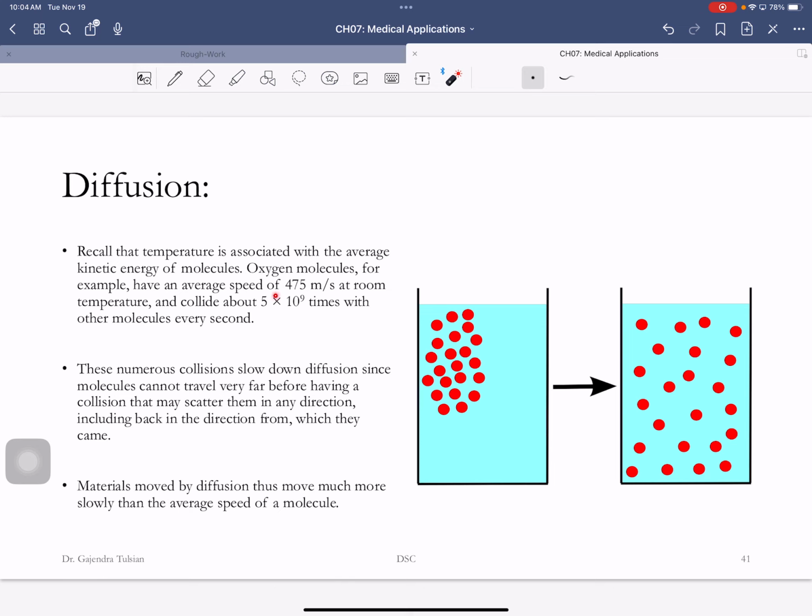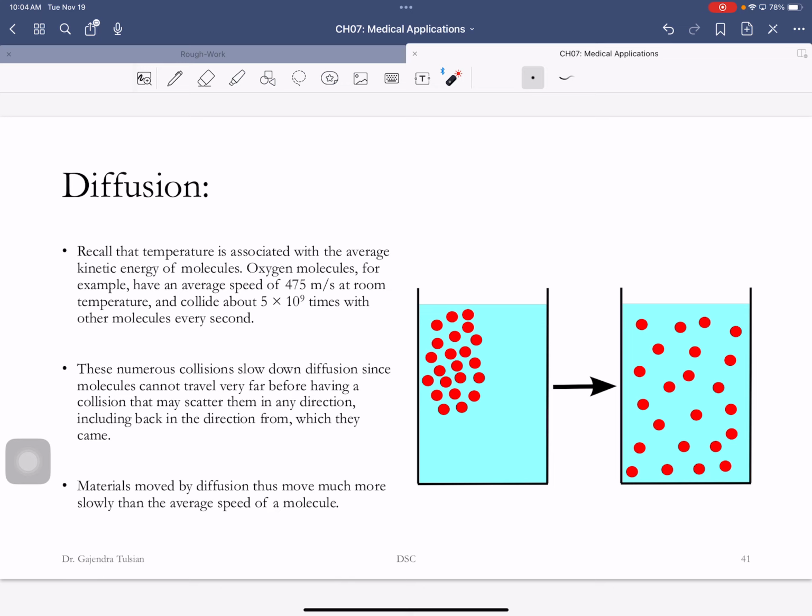And they're colliding about 5 billion times a second. So that's the rate at which these air molecules in this room are colliding. So these collisions slow down diffusion since molecules cannot travel very far before having a collision.